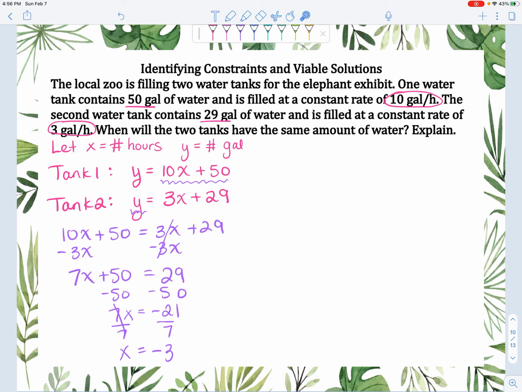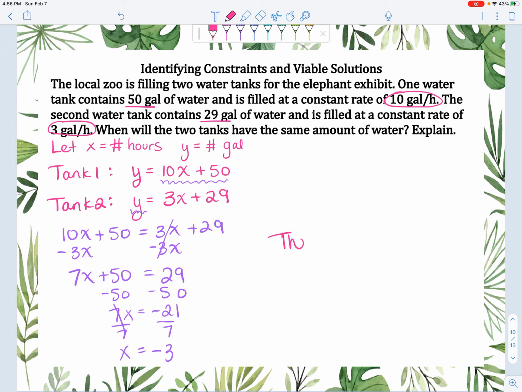So let's think about this for a second. I'm getting a negative solution. I am getting an answer, but let's think about what that x represents. It's the number of hours. So when will the 2 tanks have the same amount of water? Well, can you have a negative amount of time? And the answer, of course, is no. So in this case, when will the 2 tanks have the same amount of water? Never. It's never going to happen. It's not possible. The answer that we're getting does not make sense. It is not a viable solution. So we're going to refute that as an answer.